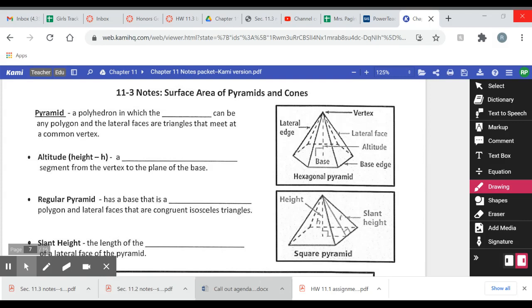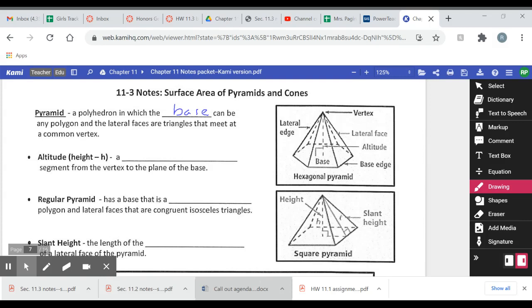A pyramid is a polyhedron in which the base can be any polygon and the lateral faces are triangles that meet at a common vertex. So similar to a prism, the base can be any shaped polygon. It can be a triangle, a square, a rectangle, a hexagon, a pentagon, any shaped polygon. The difference is that a prism has two parallel polygon bases and a pyramid just has one base.